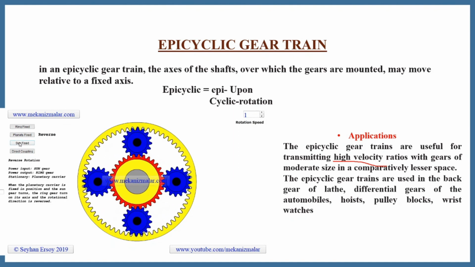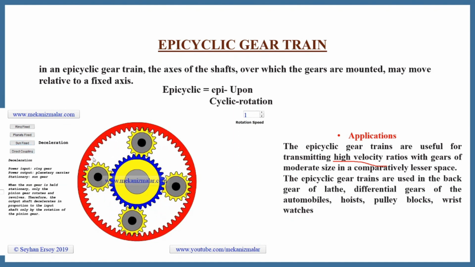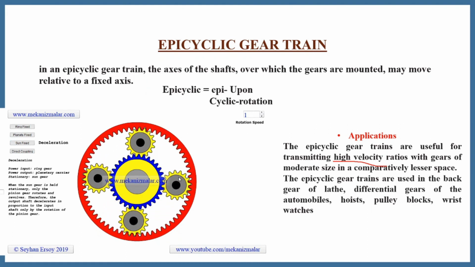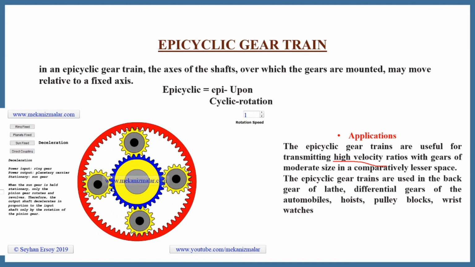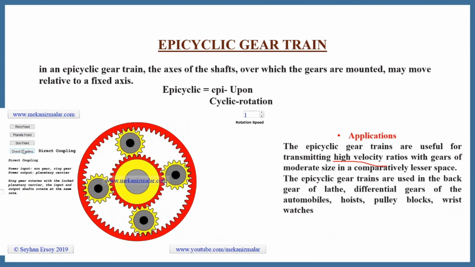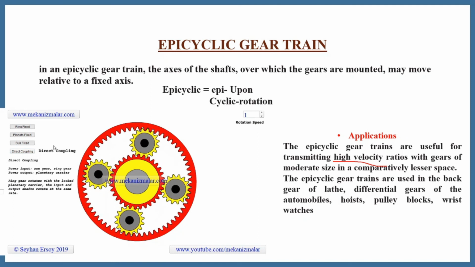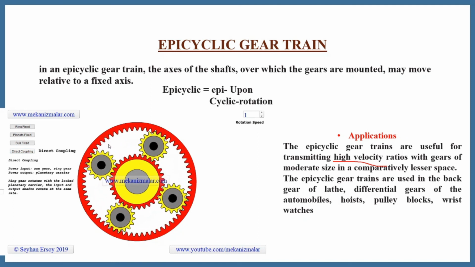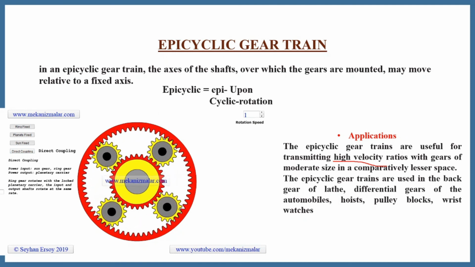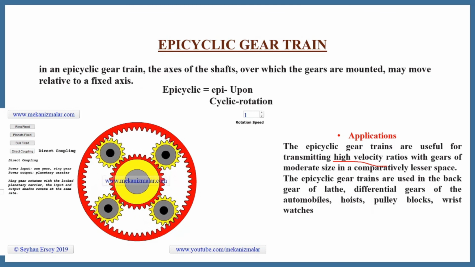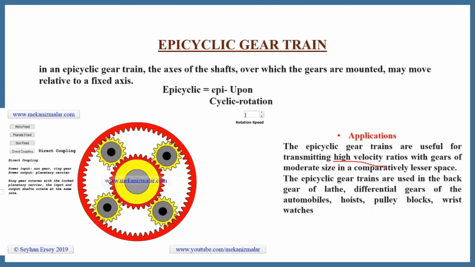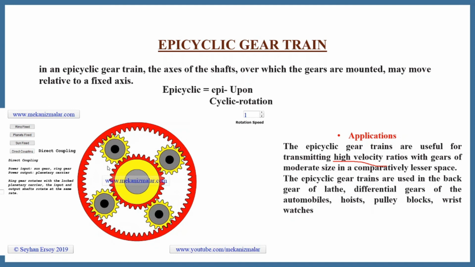If the sun gear is fixed, the ring gear rotates in the anti-clockwise direction, which allows the planet gears to rotate in the anti-clockwise direction. And for the direct coupling, all the gears rotate in the same direction. There is no rotation of the planet gears. The same concept we use in the differential gearbox while taking a turn or while moving on a straight path.